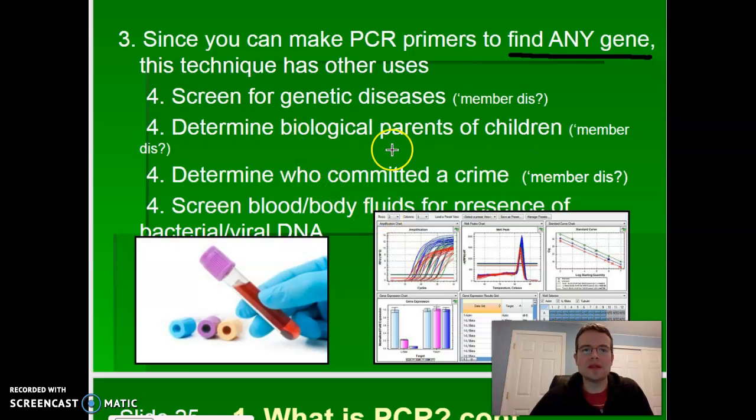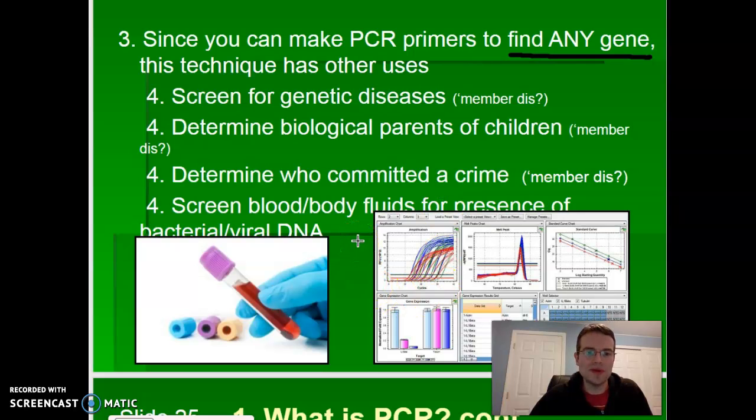We can do the same thing to determine parents of children, biological parents, like they used to do on the Maury Povich show. I don't even know if he's still on, or Jerry Springer or something like that. You can use that to determine biological parents of kids, because each child is going to have a unique DNA sequence that matches their parents. So you run primers based on that. Same thing with who committed a crime. If you find DNA at a crime scene.